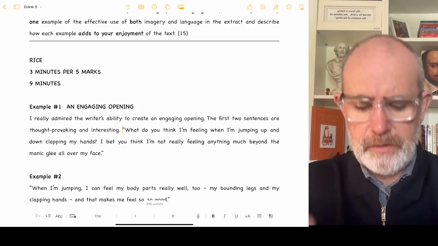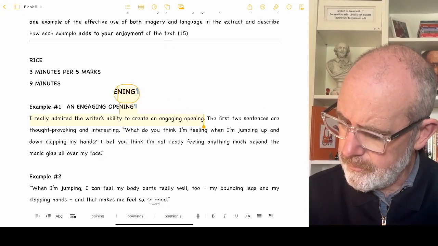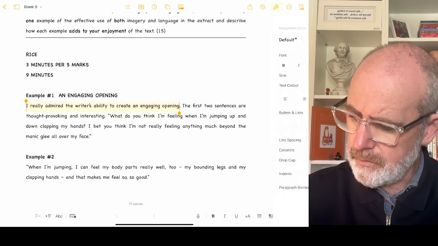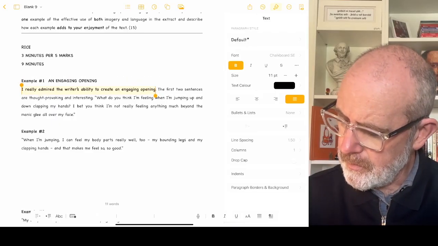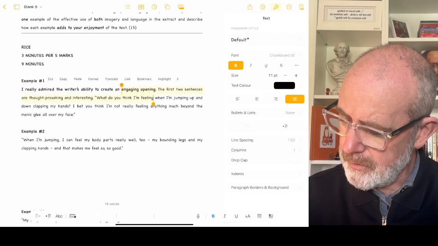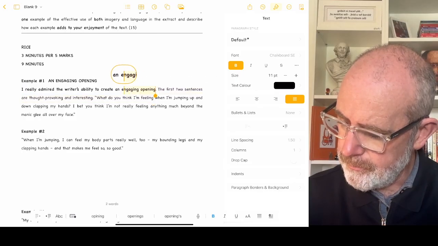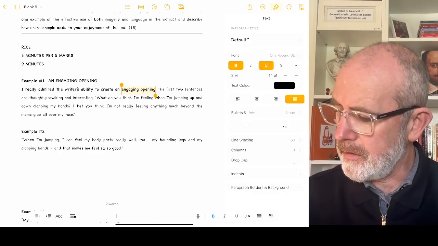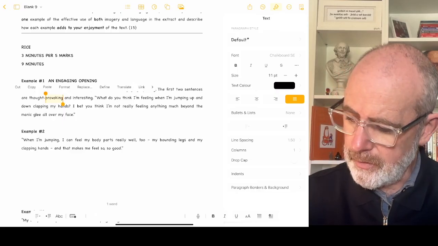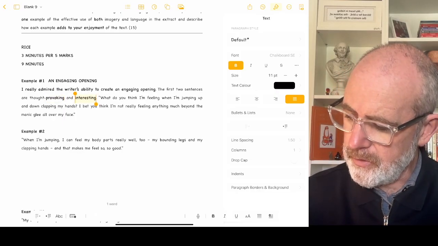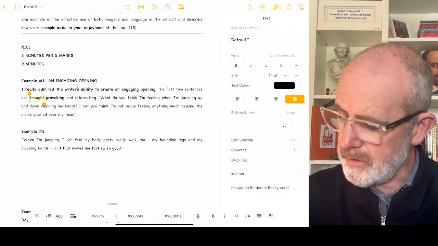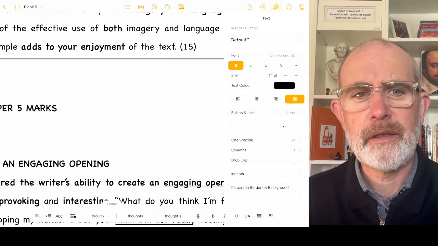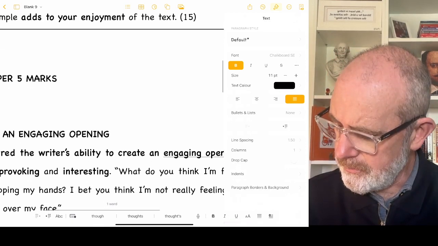So I've got a good topic sentence there, a good topic sentence which has a very clear identity. It tells me what the paragraph is going to be about. And I've got the adds to my enjoyment part because it says interesting and thought provoking. And the question is asking about your enjoyment of the text. And if you found it interesting and thought provoking, then clearly you're enjoying it.